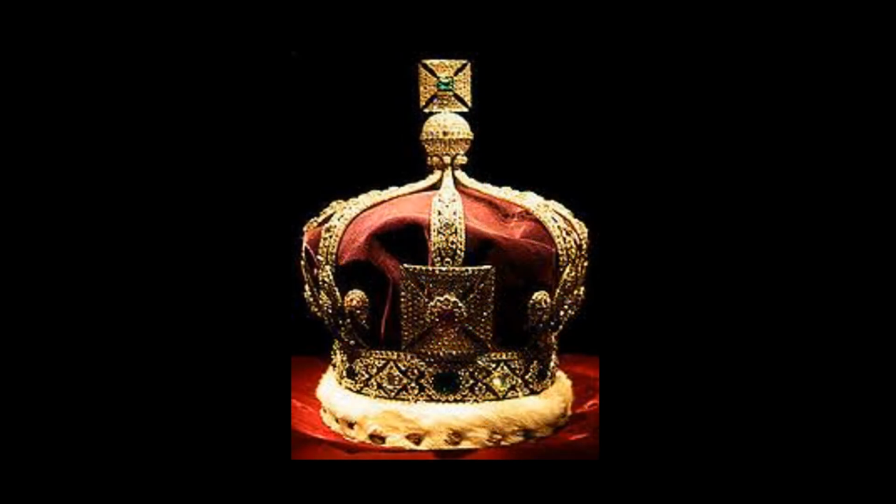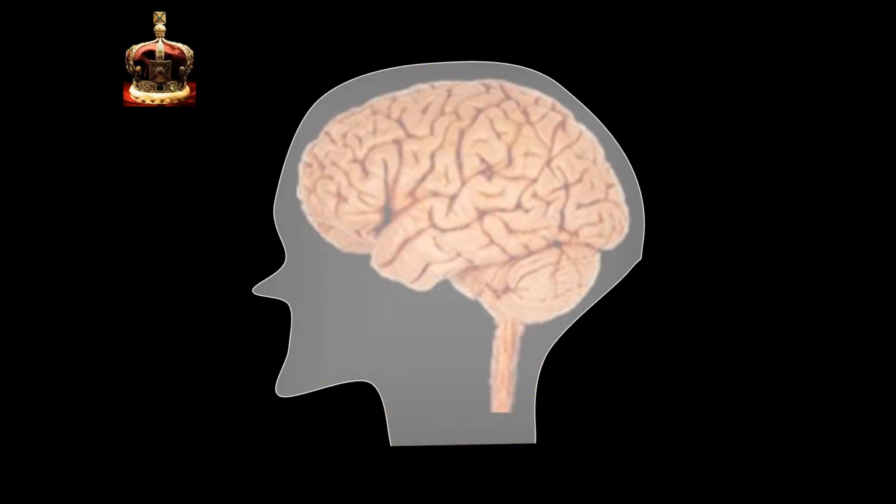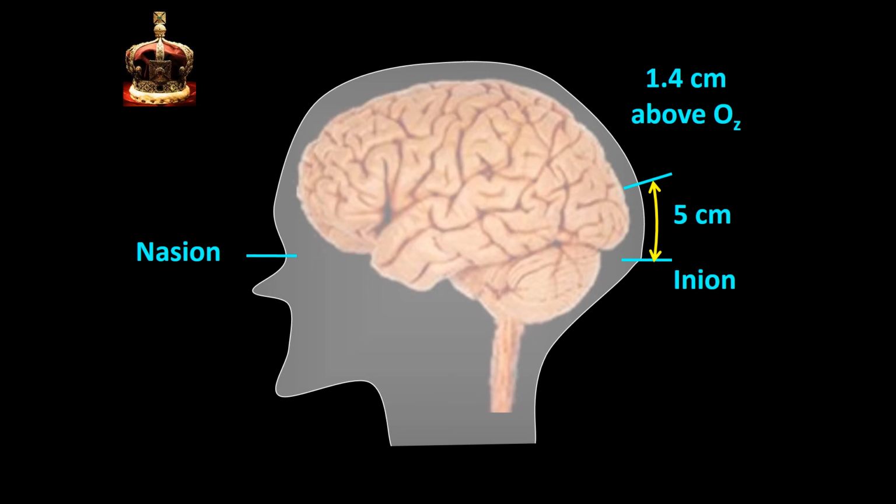The steps for electrode placement when using the Queen Square system, which is the one most used in the United States because it has demonstrated better results, consist of using two landmarks, the Nasion and the Inion, measuring 5 centimeters up from the Inion, which usually ends up being about 1.4 centimeters above O2 when we use the 10-20 system in the adult, and labeling the spot MO for mid-occipital.